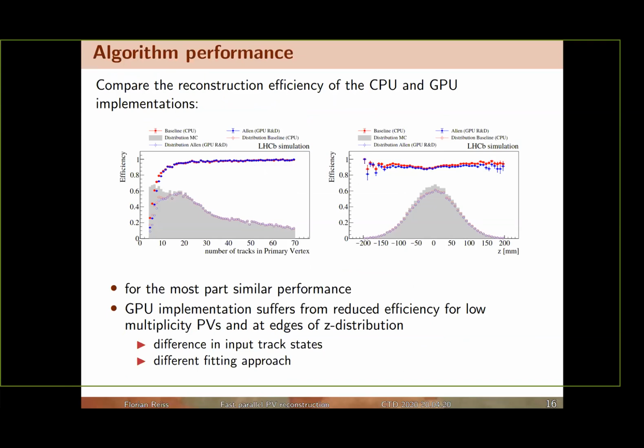And you can see for the most part, the efficiency looks fairly similar, only that in case of the GPU implementation, it's a bit lower for low multiplicity PVs and at the edges of the z distribution, which we explain by the input track states being a bit different between the two implementations, and also the fitting approach being different, as I just told you. And of course, this is something we want to improve and tune in the future.